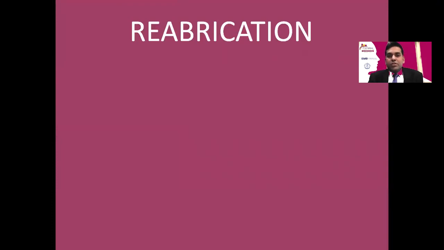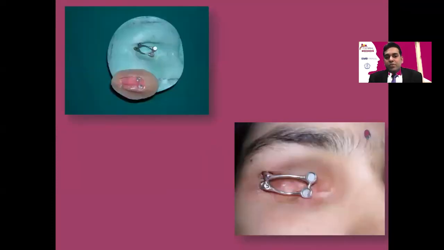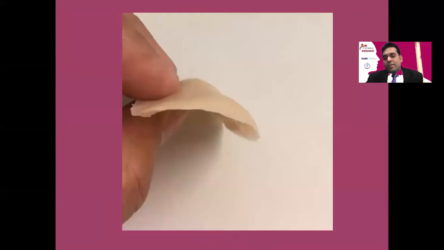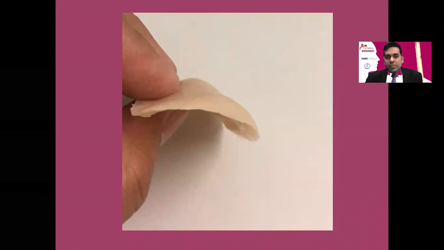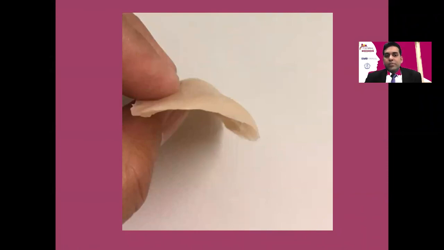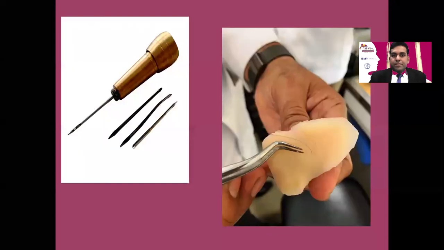Then you may come across some refabrication procedure. This was the case of refabrication where we had placed implant and then it was retained with the help of magnet. Now it's very essential to maintain the thickness of the margin as thin as possible, so that the prosthesis will be inconspicuous. So thin margins allow a proper adaptation of the prosthesis, and the prosthesis will be inconspicuous.